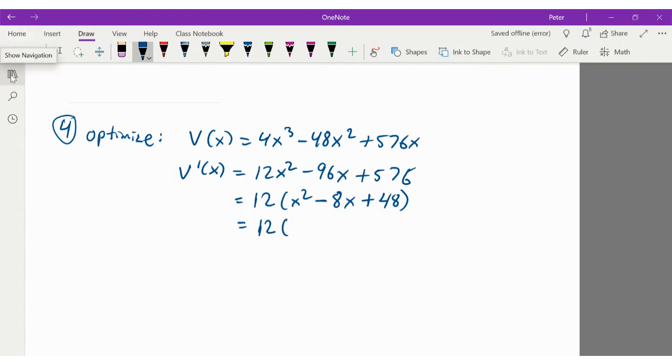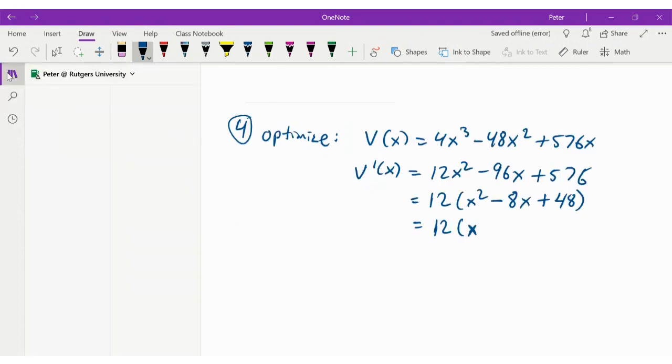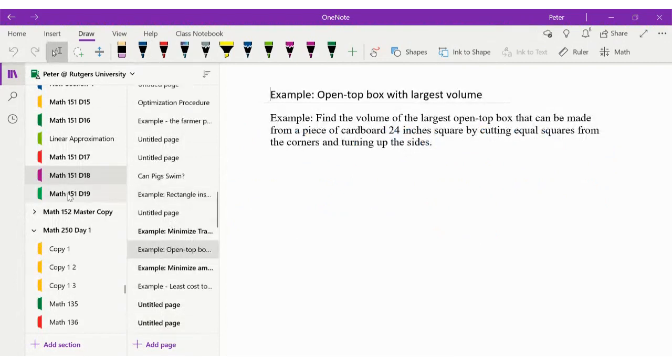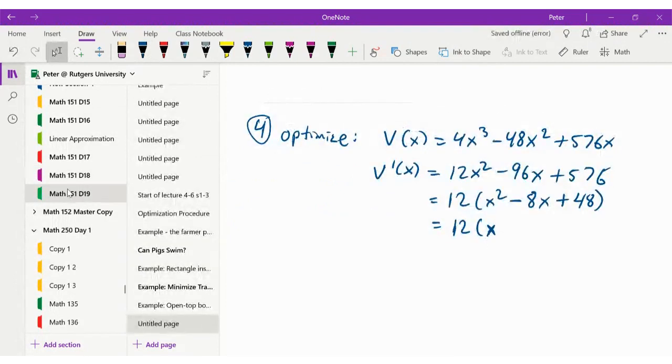That comes out to 12. Sorry, I think I made a mistake on this. Let me just check one thing. Oh, no, that's right. Okay.